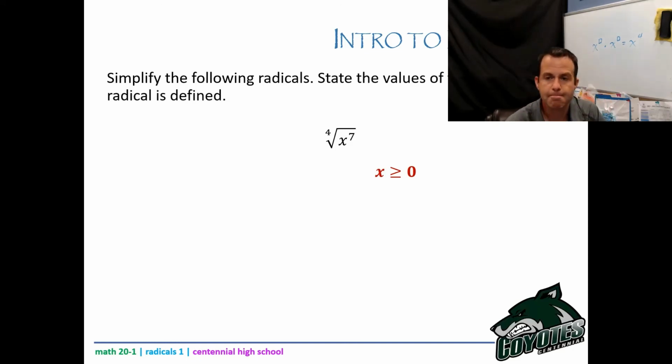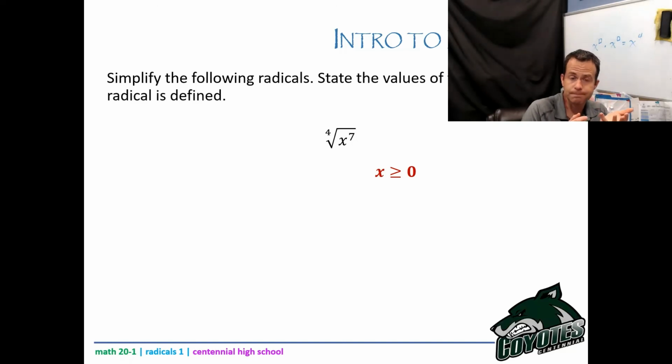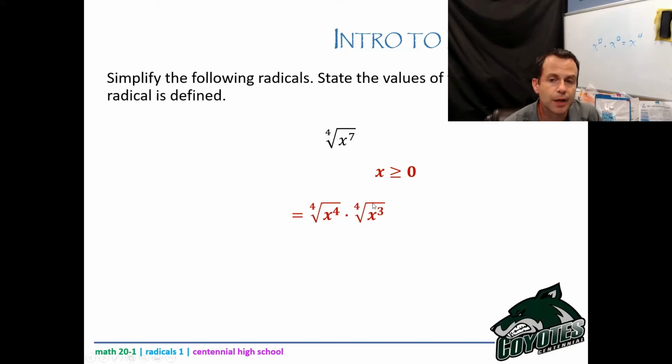Okay. All right, then, let's separate this into my perfect 4th and my leftover bit. My perfect 4th would be x to the 4, and then my leftover bit would be x to the 3. Remember, this line still equals this line because x to the 4 times x to the 3 still gives me x to the 7. But I know the 4th root of x to the 4 to be x. So my final answer will be x, 4th root of x to the 3. Okay.